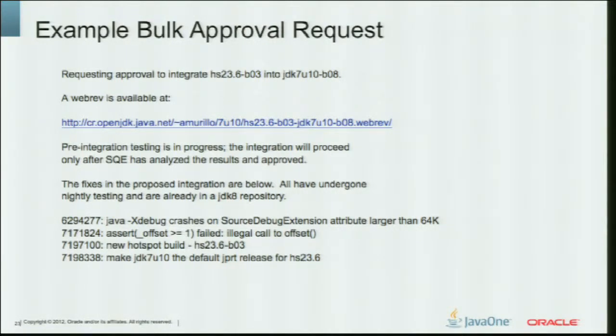The integrator will hold off until our quality engineering team has basically approved this integration. And it also contains a list of all the fixes contained in this bulk integration, so that as a maintainer you can look and see, is this what I expect to see? Or is this something entirely different? And that means you can follow along even as hotspot is integrated, at what level we are and how far along we are.